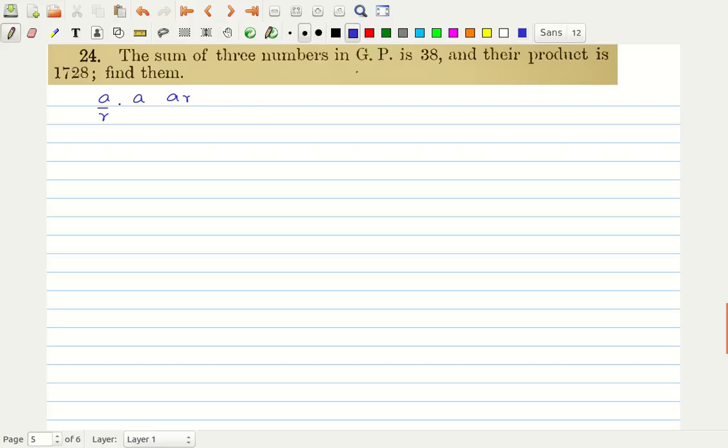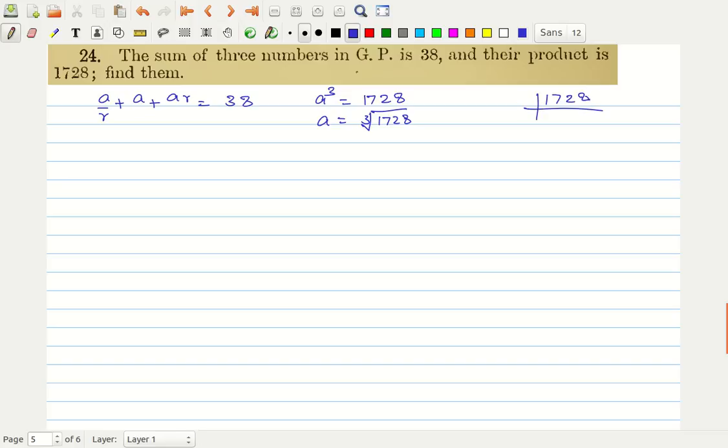Now it is given that if you add them, you get 38, and if you multiply them, you get 1728. So if you multiply them, you will get A cube, because R and R will cancel. So A cube is equal to 1728. From here we can find A. A is going to be the cube root of 1728. Let us find the cube root of 1728.